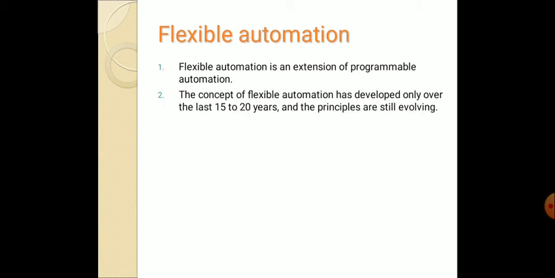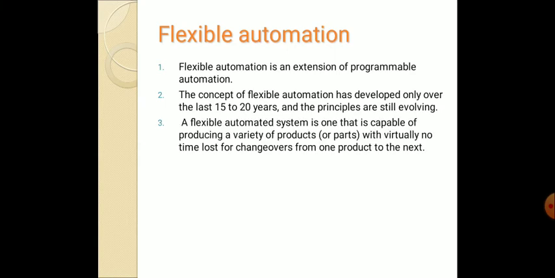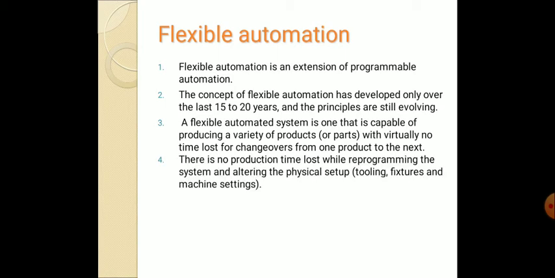Next one is the flexible automation. So what is this flexible automation? Flexible automation is an extension of programmable automation. The concept of flexible automation has developed only over the last 15 to 20 years and principles are still evolving. The flexible automated system is one that is capable of producing a variety of products, with virtually no time lost for the changeover from one product to the next. So there is no production time lost while reprogramming the system and altering the physical setups.